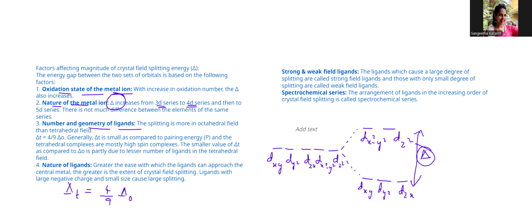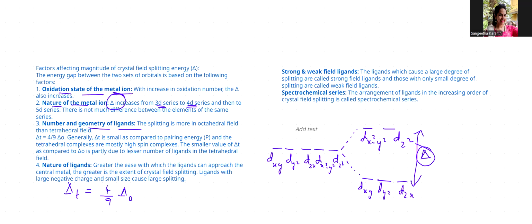Why is it lower? I hope by now we can understand why it is lower, because the number of ligands in a tetrahedral complex is less, right? There are only 4 ligands. So of course the repulsion is lesser, and so the delta, or the crystal field splitting energy, will also be lower.